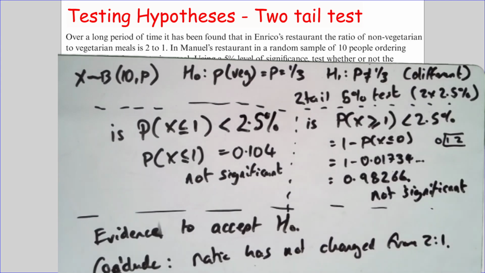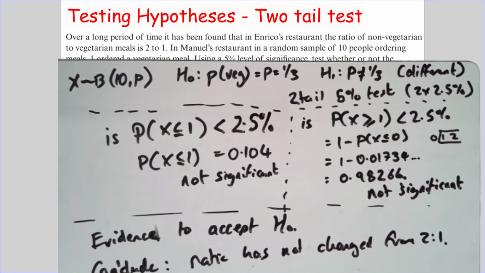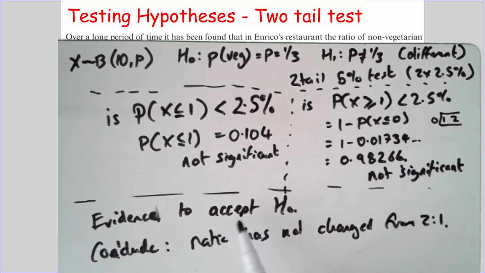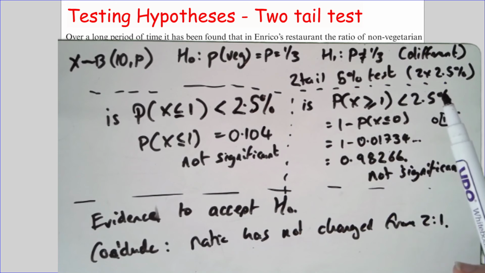from 2 to 1. So what we need for this test to be the other way round is we need one of these two things to be less than our significance, one of these two things to be very unlikely, less than 2.5%, and then we would say evidence to reject H0 and conclude that the ratio has changed. But either of these two things are believable when our threshold for believing is 2.5%.